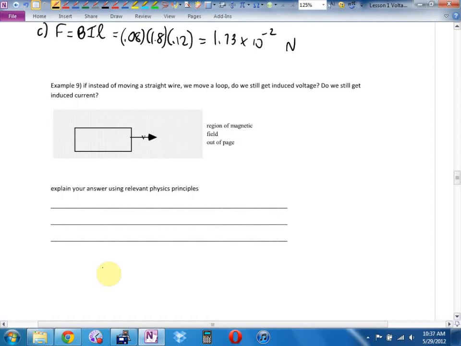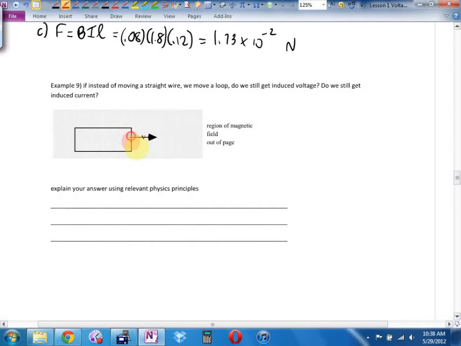The next thing that Faraday asked was this. He said, well, instead of moving just a single bar, a piece of wire, what if I coiled the wire into a rectangular loop? Would I still get a voltage? Do I still get a current?